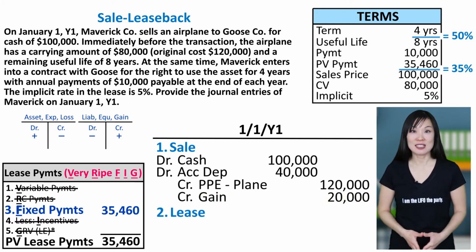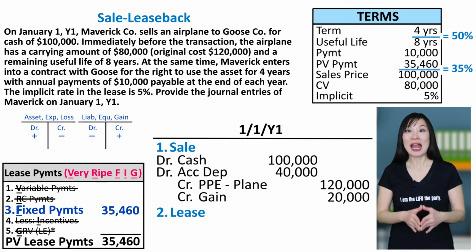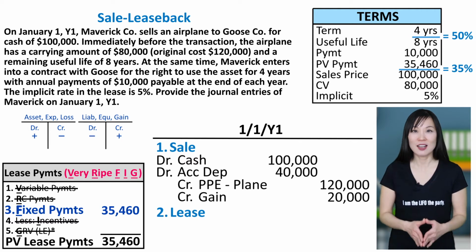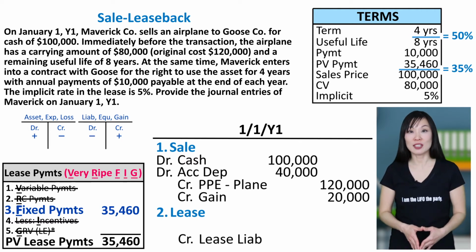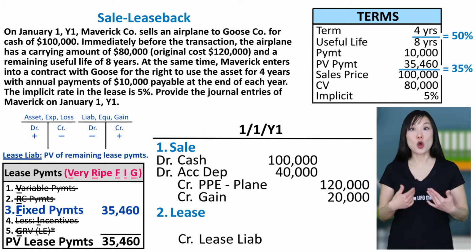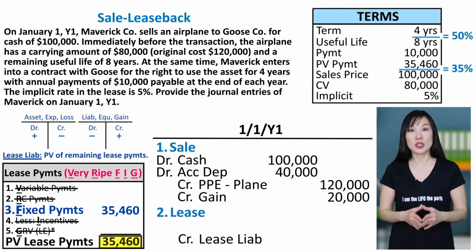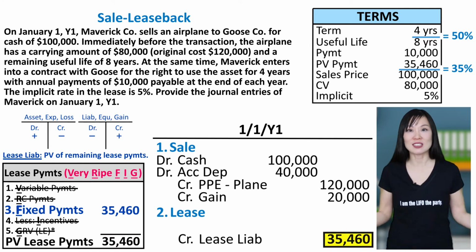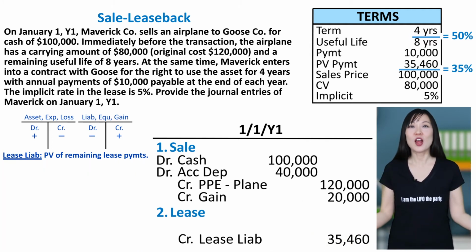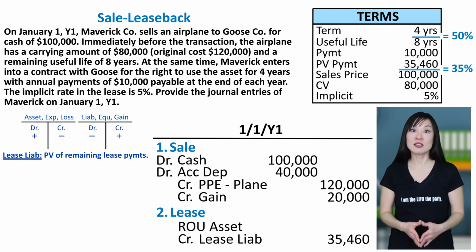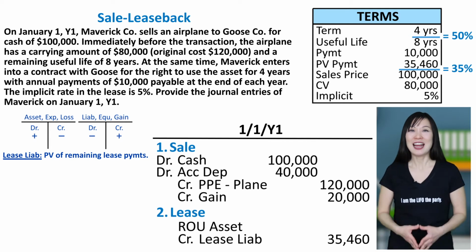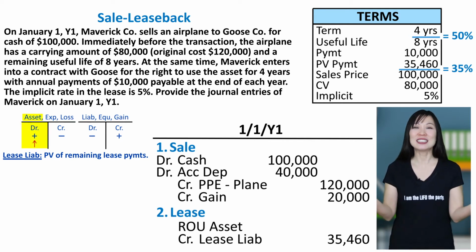This is an operating lease, and Maverick is the lessee. At commencement, an operating lease looks just like a finance lease. The lessee records lease liability, which is the present value of the remaining lease payments. At commencement, no lease payments have been made, so we use the full $35,460 as the lease liability. What's the other side of the entry? The right of use asset, because that's what the lessee is getting, a right to use the leased asset. That's an asset increasing, debit.